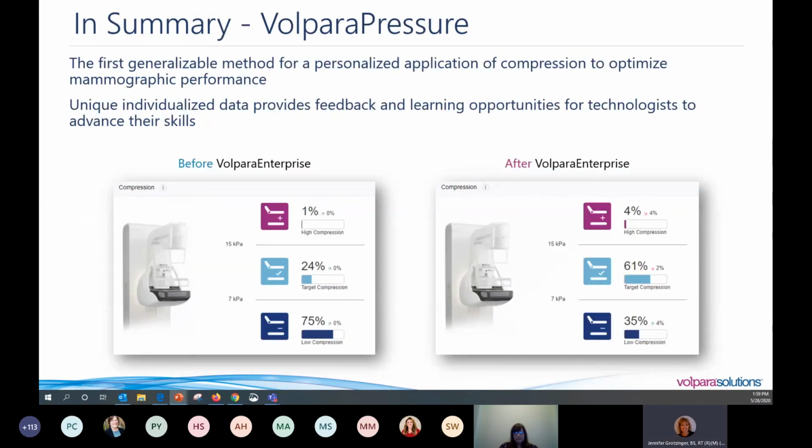In summary, Volpara pressure is the first generalized method for a personalized application of compression to optimize mammographic performance. Unique individualized data provides feedback and learning opportunities for techs to advance their skills. Here's an example of a tech. Before she started using VolparaEnterprise, she had low target compression and high low compression. And after a year's worth of using VolparaEnterprise, she increased her target compression to 61% and reduced her low compression to 35%.